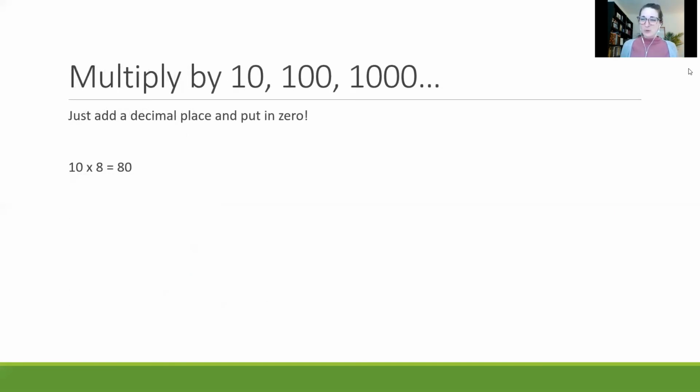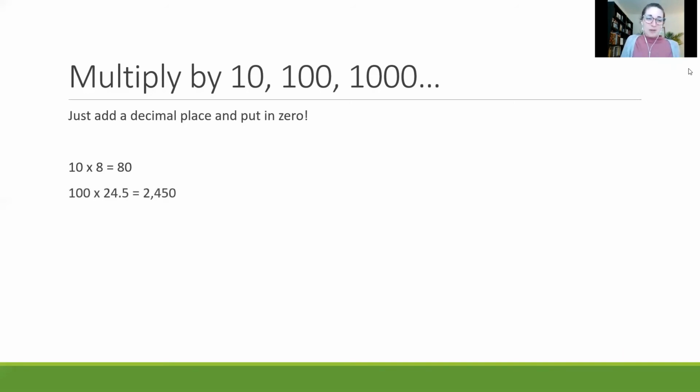All right, another rule that we'll use today is called the multiplication rule of 10, 100, or 1,000. All we have to do is add a decimal place and put in a 0. Now, for example, if I have 10 times 8, I see that I have 1 0 on the number 10. So that means I just need to add one decimal place to my other number, 8. So when I add a decimal place over, that turns the number into 80. I just fill that decimal place with a 0.